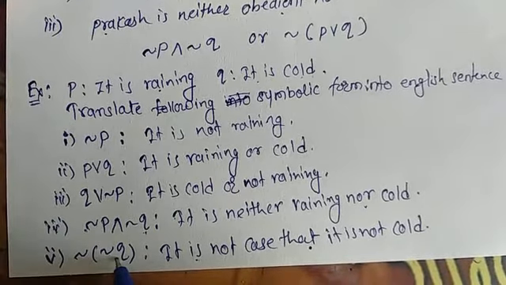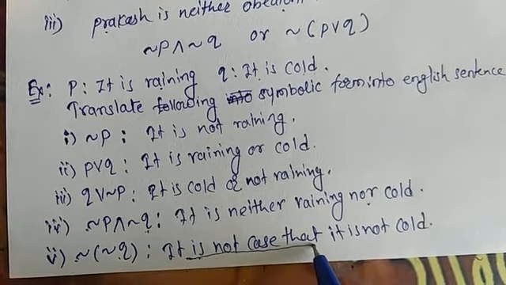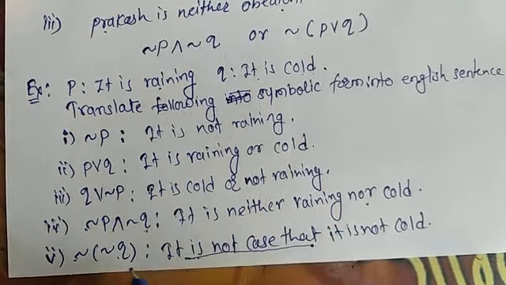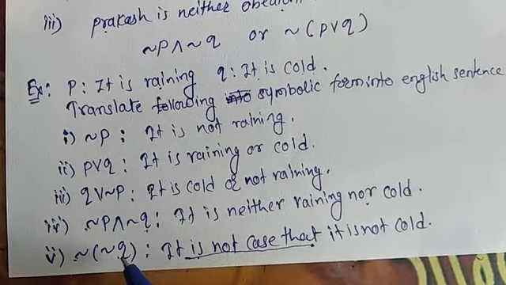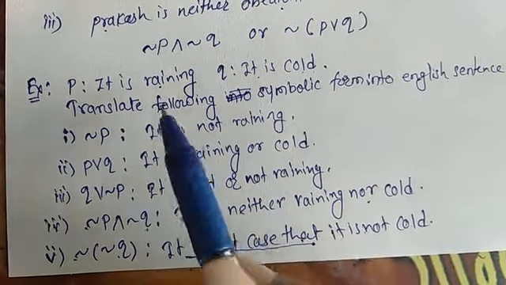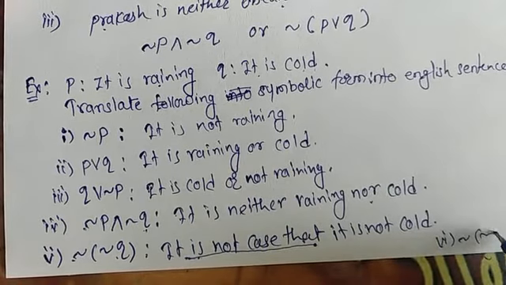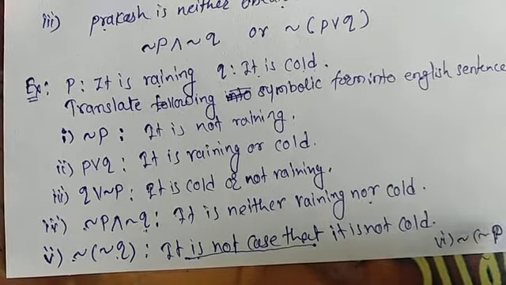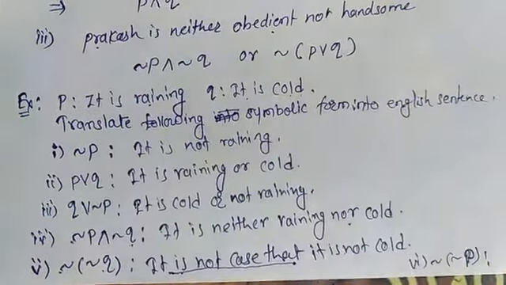For negation of negation Q, for the first negation you may write it is not a case that, and negation of Q is it is not cold. For negation of negation P you may write here only it is not a case that it is not raining. So for the sixth you may write negation of negation P. Please write it down on your own. Okay, I have explained it.